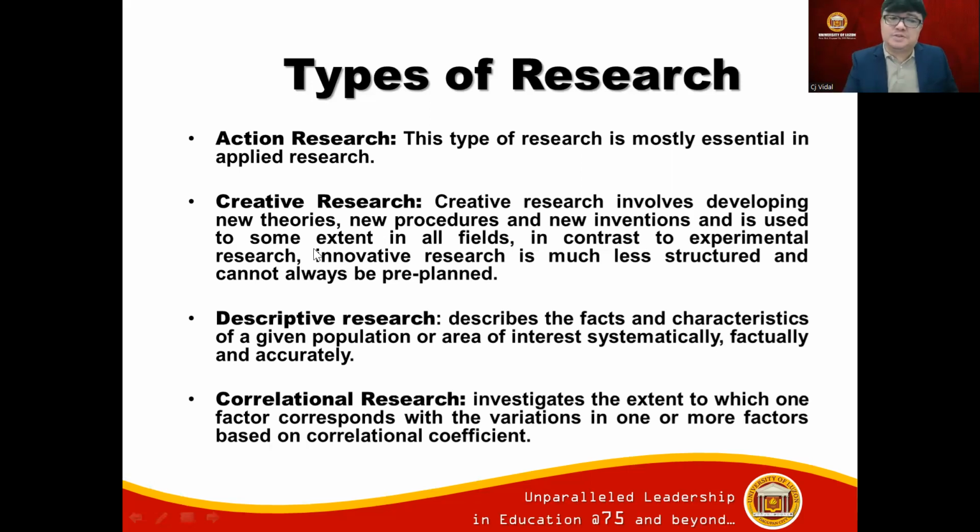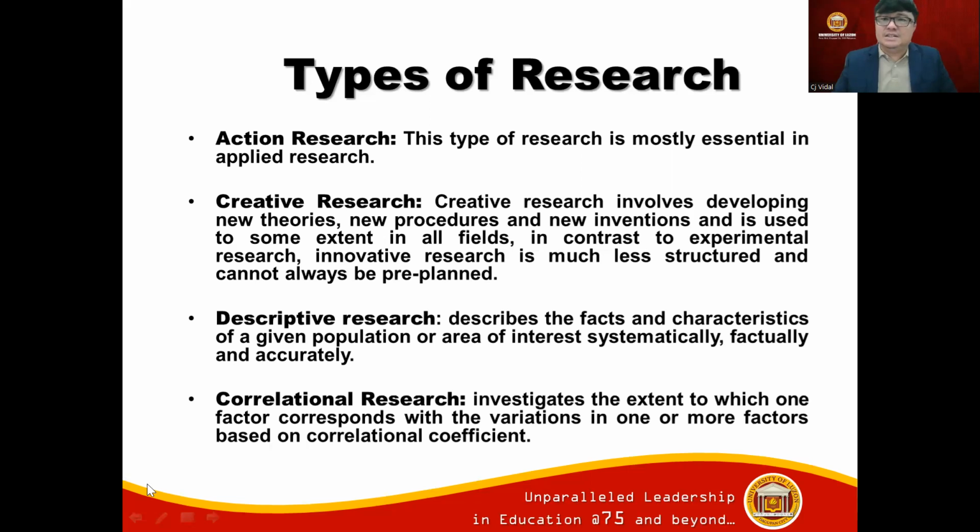So we also observe correlation in prediction. In prediction, for example, we have multiple regression in order to determine the predictive ability, say for example, of certain factors in relation to a particular variable. And then we have experimental research.